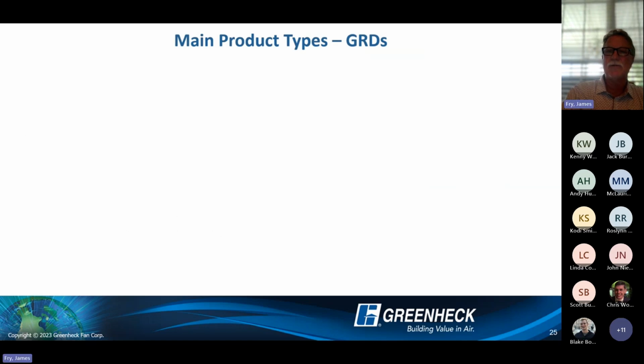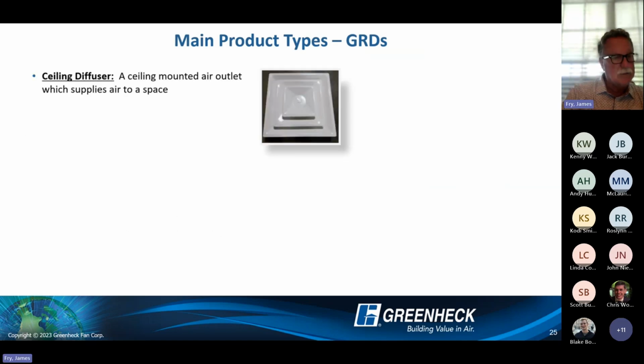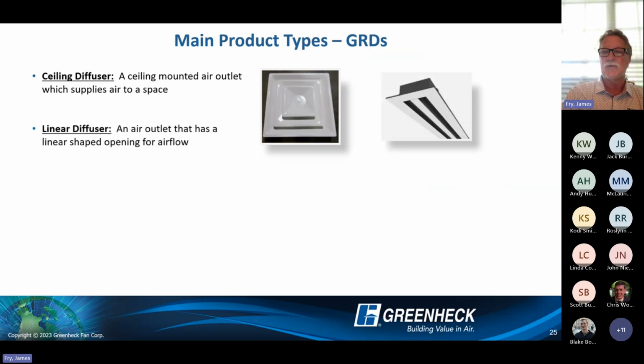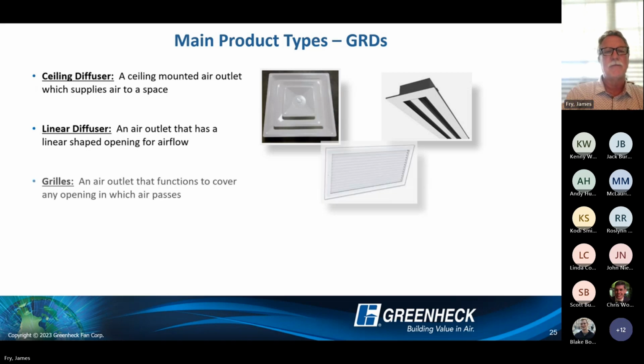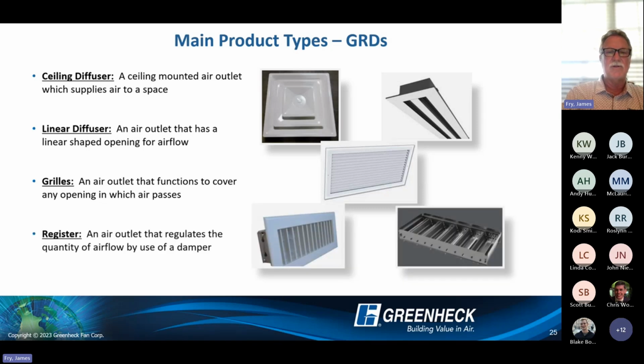There are main product types of air distribution. Typical terminology: a ceiling diffuser is a device that's mounted in the ceiling above. There are linear diffusers, with several different categories: bar grills, slot diffusers, plenum diffusers, but those are all linear products. Grills are typically mounted in a wall or a floor without a volume device. And then registers: once you add a volume device to a grill, we designate it as a register.